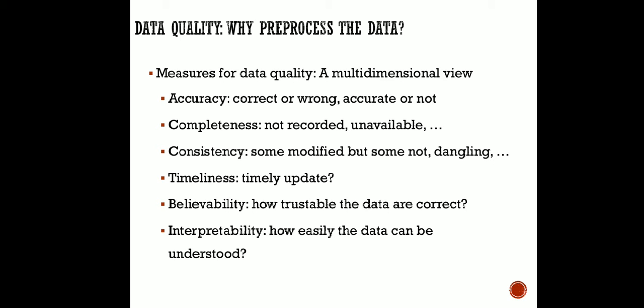Then interpretability, whether we can understand what data we have got. We may have got some data from which we cannot derive any meaning, we cannot understand what the meaning of that data set is. Then we cannot interpret that data set. So these are the concerns: if we have to focus on data quality, we will see whether all these features are satisfied or not. That is our goal.